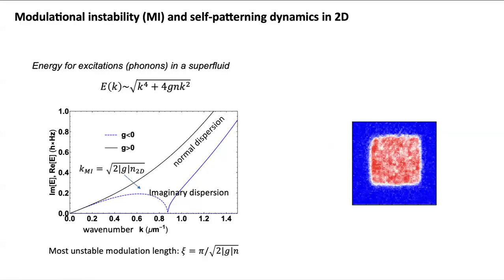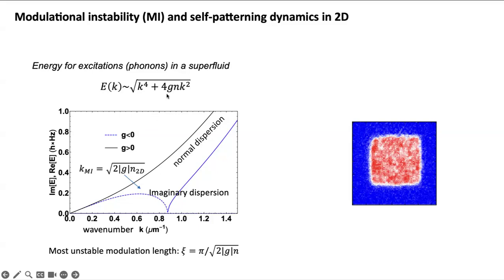Okay, first, modulation instability. What's unstable? In modulation instability, the things that are unstable are phonons. This is the energy dispersion of a phonon in an interacting gas, where K is the momentum wave number, n is the density of the gas, and g is the atom interaction. When the interaction is positive, then at low momentum the energy dispersion is just proportional to the wave number K. So you have a linear dispersion, and that's why we call them phonons.